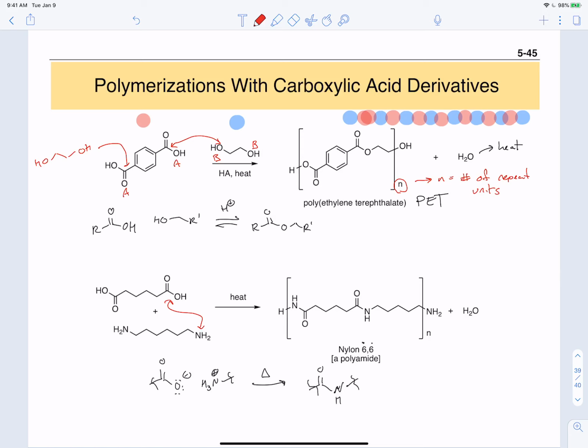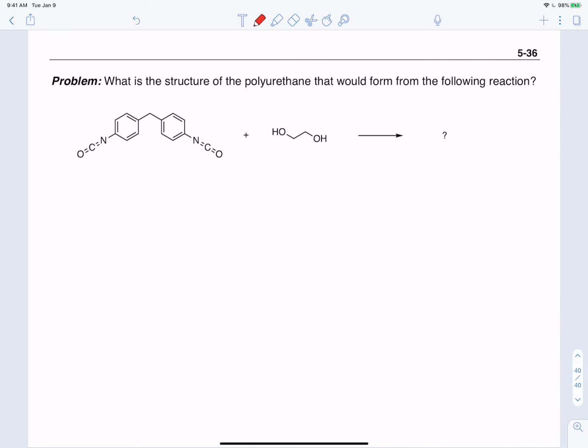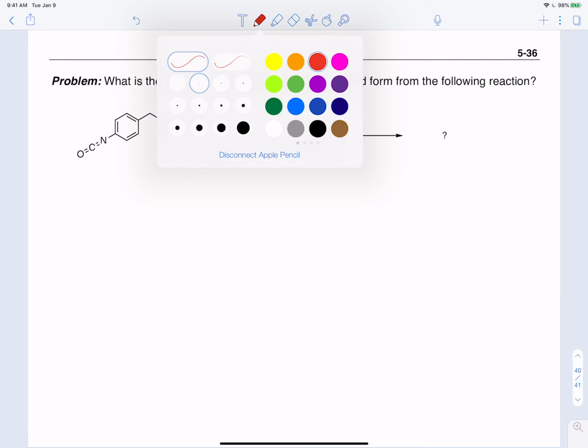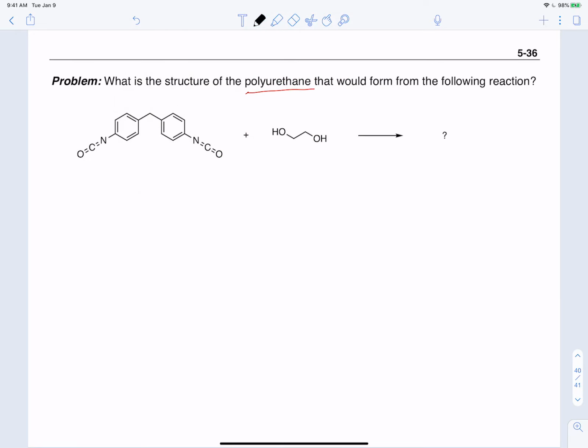So one of the hardest parts in predicting a polymerization isn't necessarily the basic reaction, it's defining where the brackets go. So here we're asking, can we draw the structure of a polyurethane from the two reactants shown, this bis isocyanate and ethylene glycol? So we already know that the basic reaction of an isocyanate and an alcohol will be an addition to give us a urethane linkage.